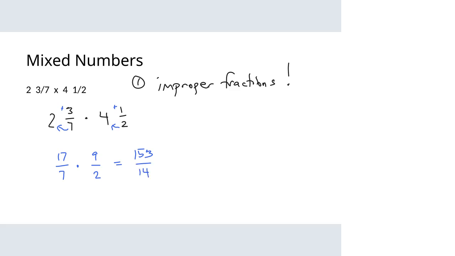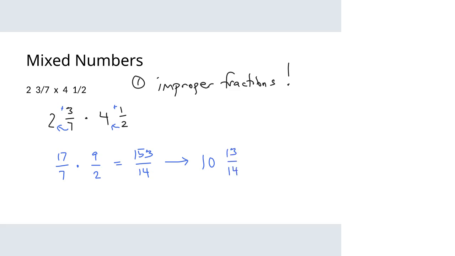In a lot of cases, an improper fraction is perfectly fine to write down as an answer. But since we started with mixed numbers here, I think we should finish with a mixed number. So let's go ahead and convert this to a mixed number. We'll do 14 divided into 153 and get 10 point something. All that gives me is that 10 is going to be my whole number part of the fraction I end up with. I have to figure out what's left over. And to figure out what's left over, well, 14 times 10 would be 140. So that leaves me with 13/14.